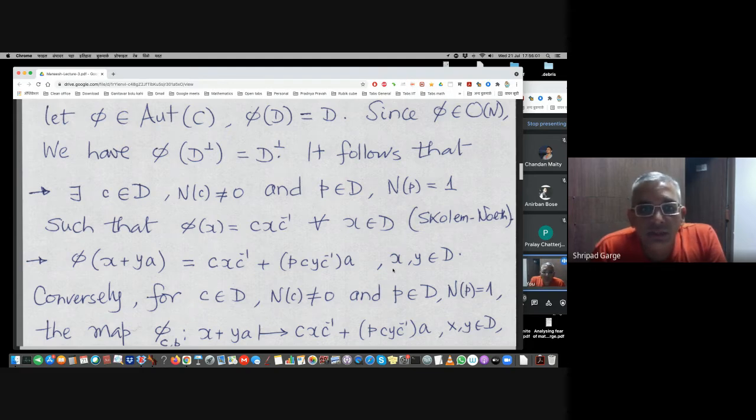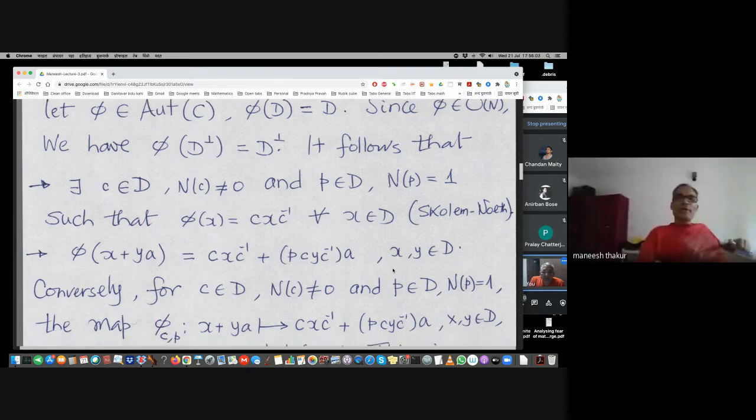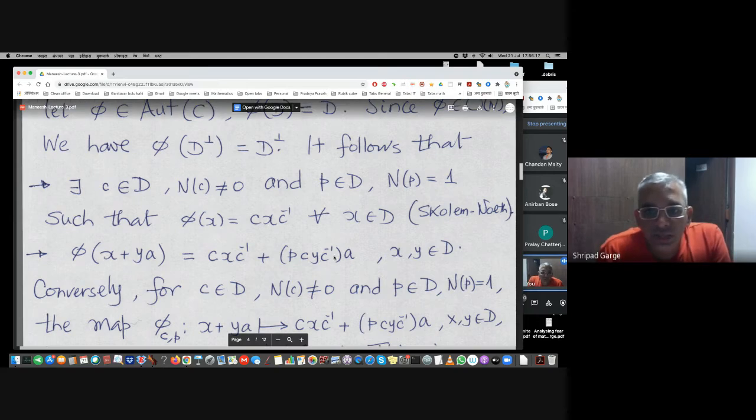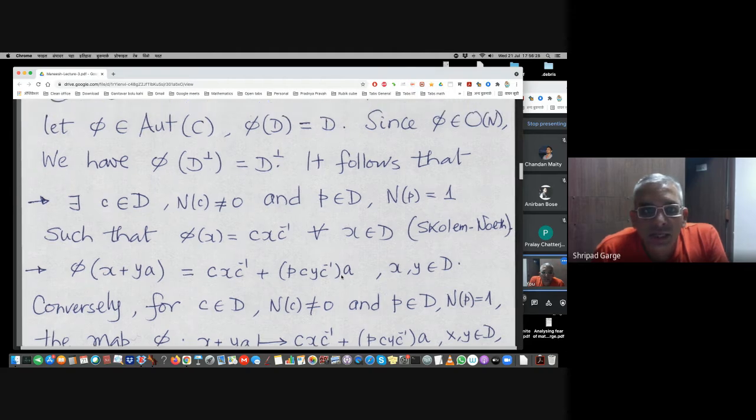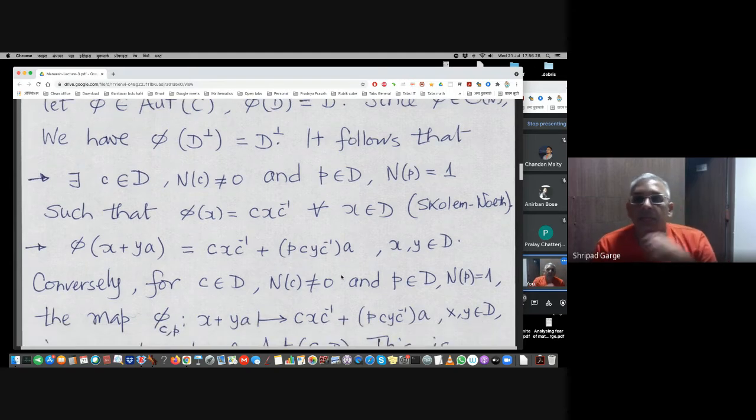That's the point here. Pralay was asking why I put P here, not next to A. The point is that you can either put it there or bring it here, but it will become some P prime then. Yeah, P is in D, so you can always bring it from here to here. So that is okay. Phi of A is P times A for some P in D of norm 1.